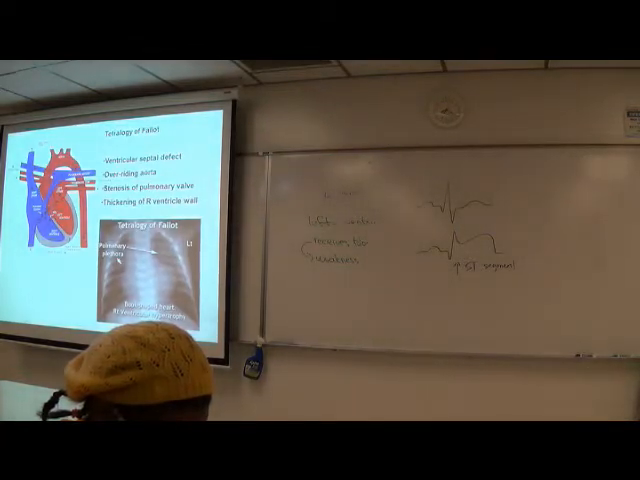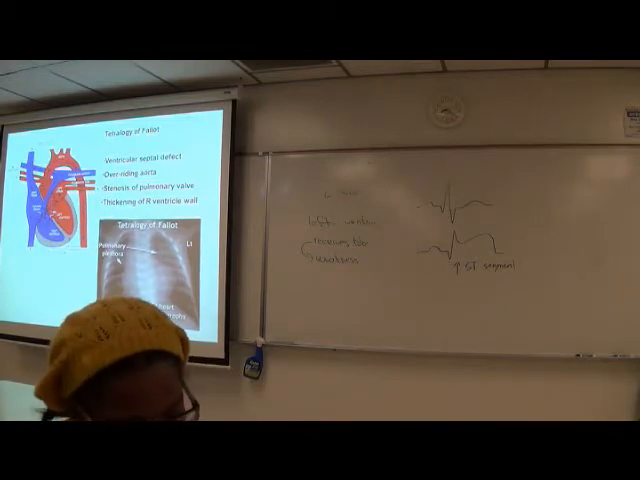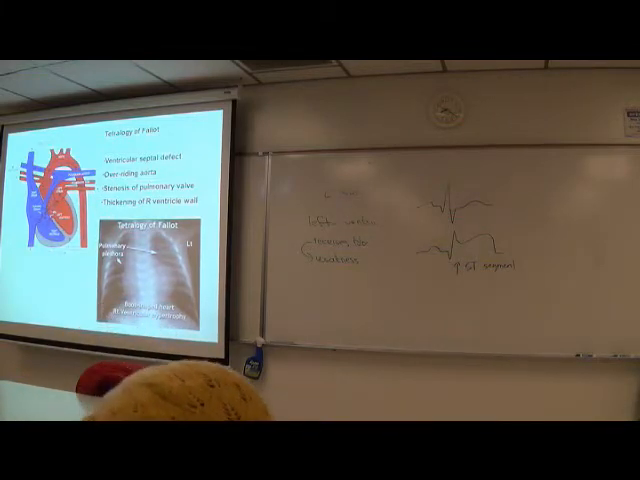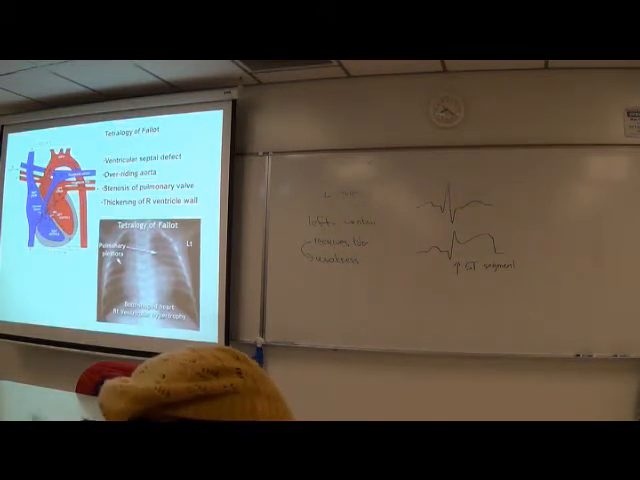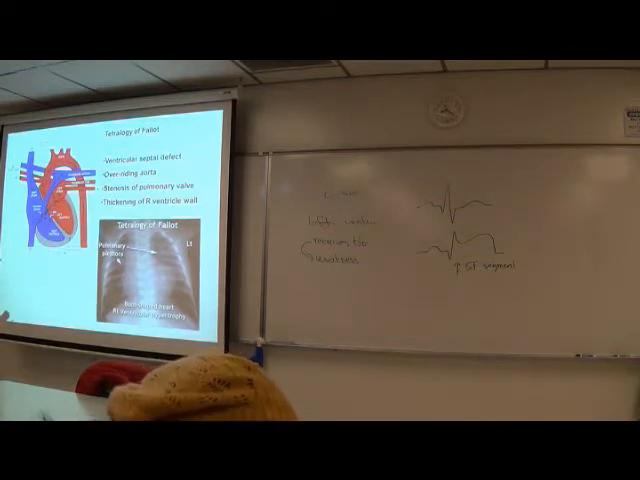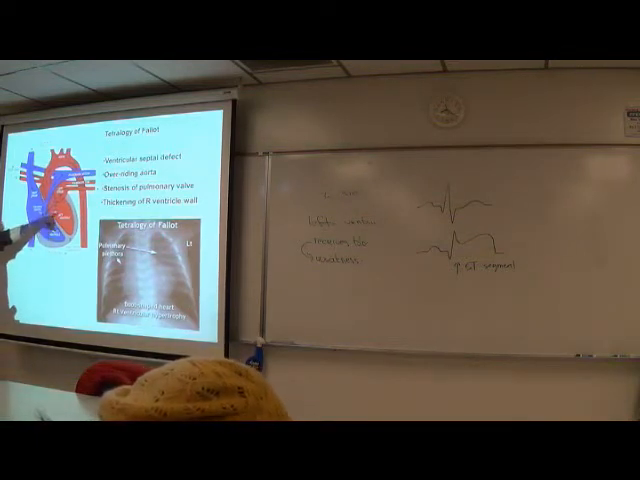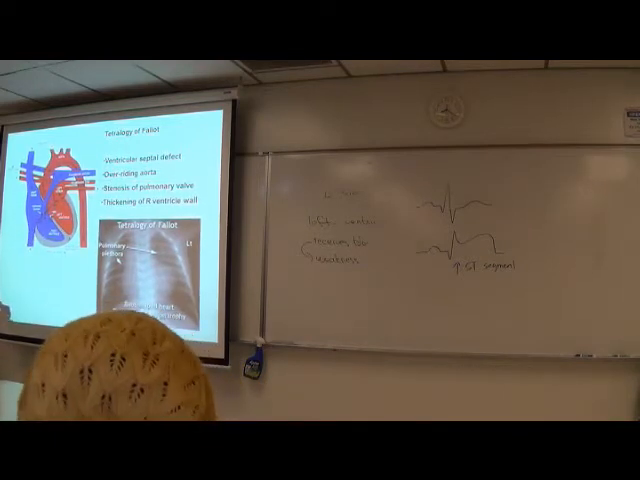And then there's a combination. This is known as the tetralogy of Fallot. Remember our tetrads with embryonic oogenesis and spermatogenesis? Tetrad refers to the number 4. So tetralogy of Fallot are 4 defects that occur. Again, these are congenital defects that occur together. So here we have a septal defect in the membranous portion of the interventricular septum.